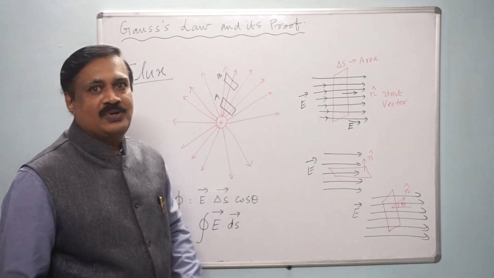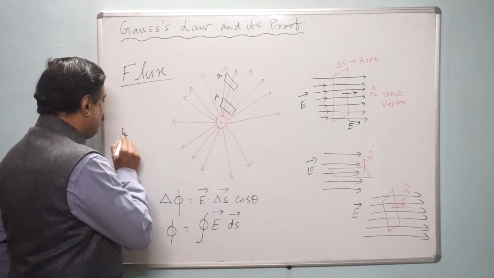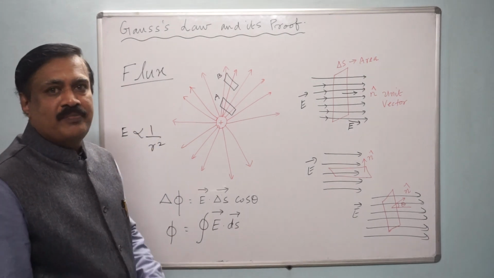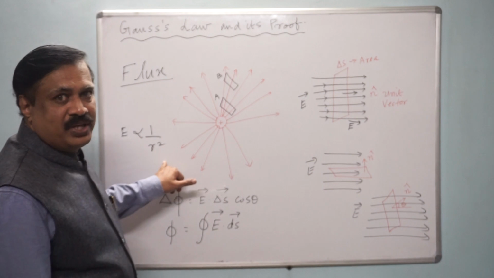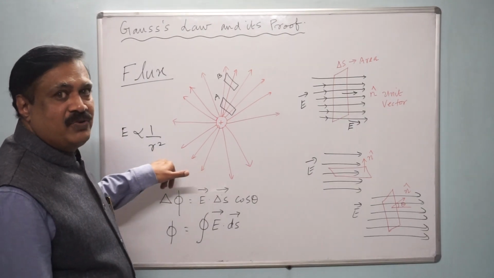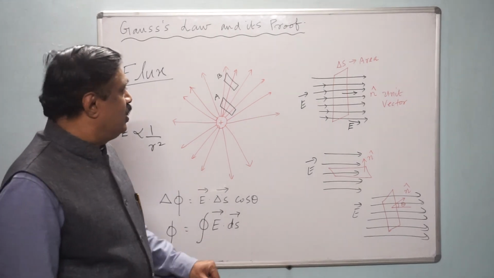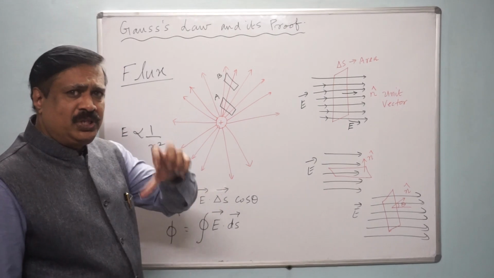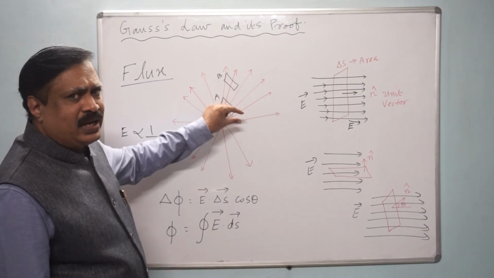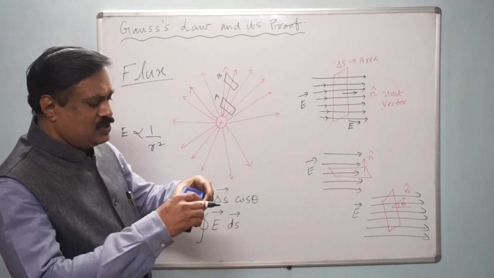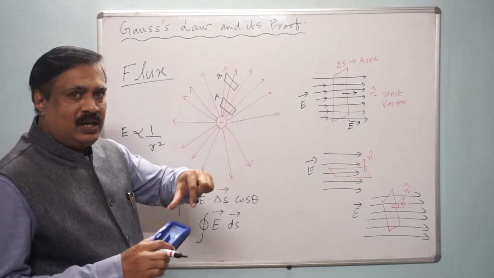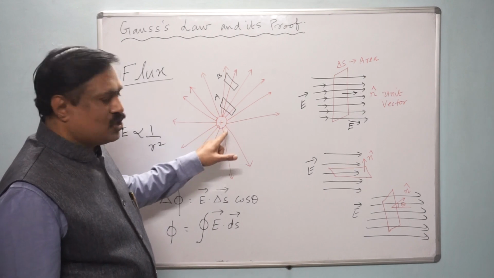And you know the formula also: E is inversely proportional to r squared. This is the electric field intensity, and you know how it varies. Already we have derived this formula. Now we have to see what is flux. See, consider one area, a rectangle area, that means this type of area. Now I am placing this rectangle here near the charge.